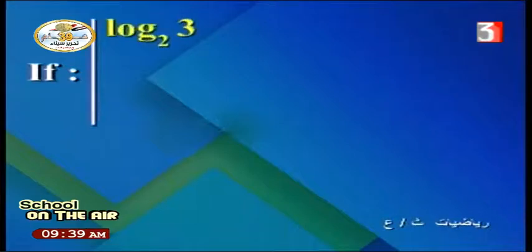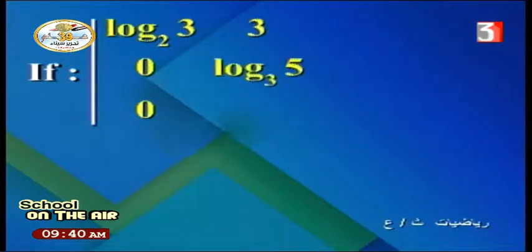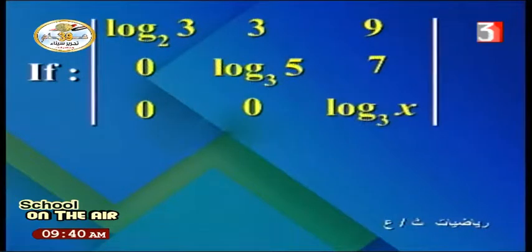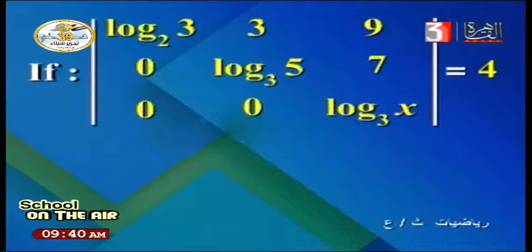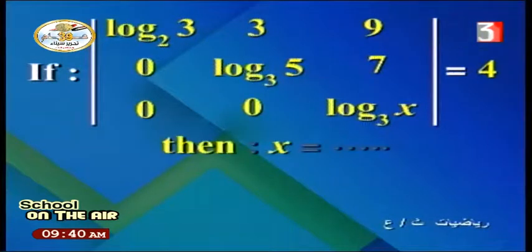Look at, my dear student, another example. We have a determinant. First row: log 3 for base 2, 3, 9. Second row: 0, log 5 for base 3, 7. Third row: 0, 0, log x for base 3. The value of the determinant equals 4. What is the value of x? Choose the correct answer.